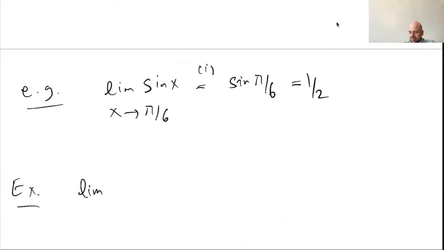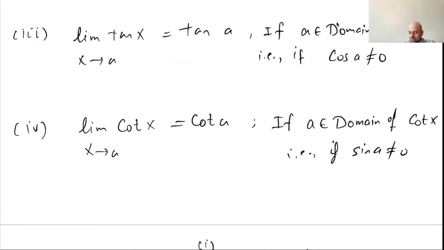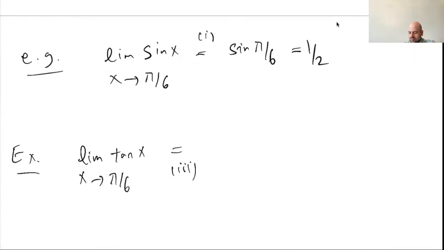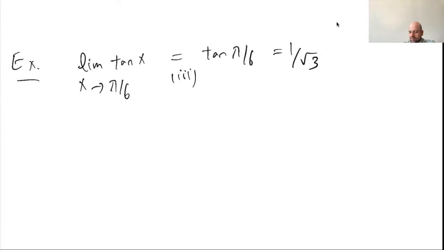Let's say the limit of tan x as x approaches pi over 6. Again, by theorem part 3, we can say that this is tan pi over 6, which is 1 over root 3. What about if, let's say, the limit of tan x as x approaches pi half, let's say from the right?